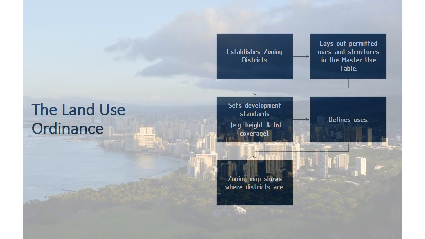But first, let's do a quick big picture review of the land use ordinance. This is where the zoning districts are established and development standards like height and lot coverage are set. The master use table specifies which uses are allowed where. Articles 3, 4, and 5 specify the development standards for each use, and Article 10 houses definitions for each use. Finally, it establishes that the zoning maps show where the districts are. If you would like more information about the land use ordinance, please view some of our other training videos.